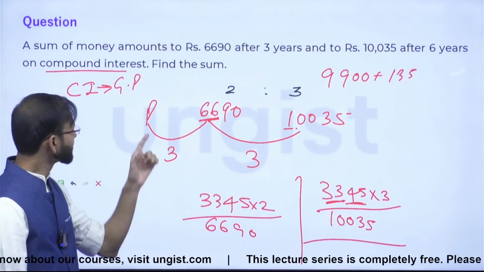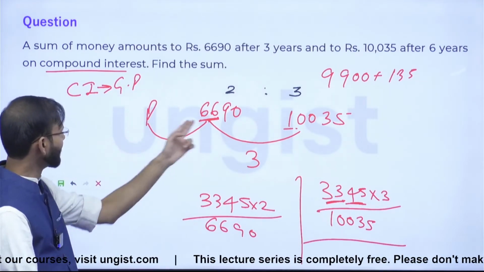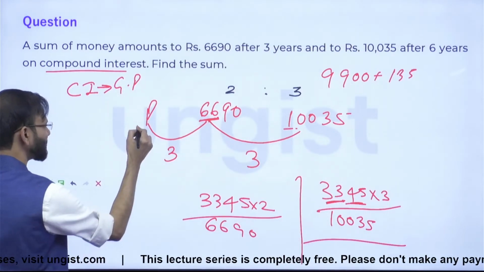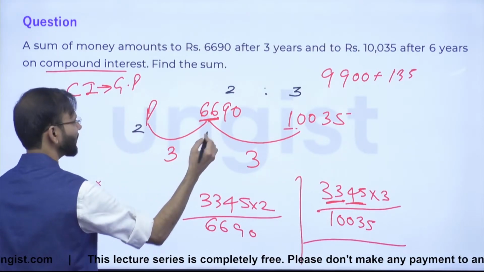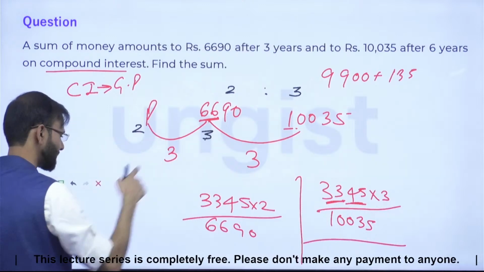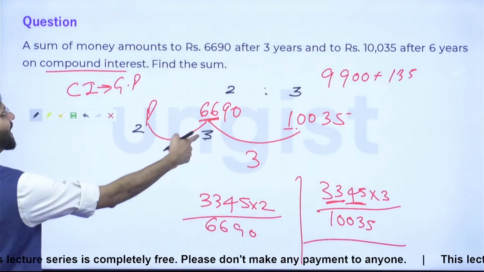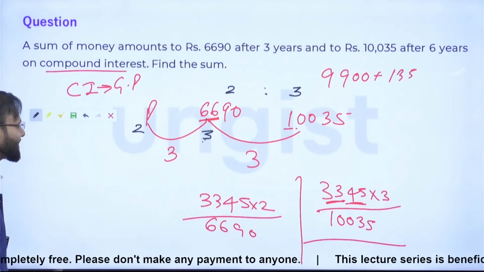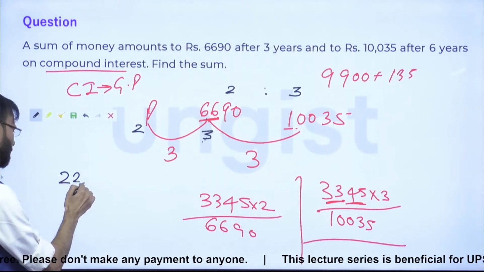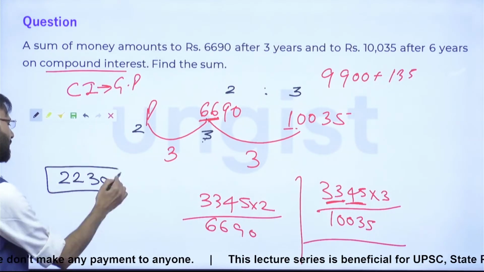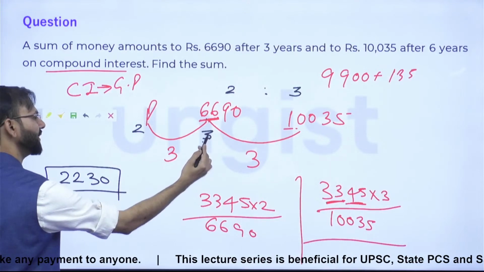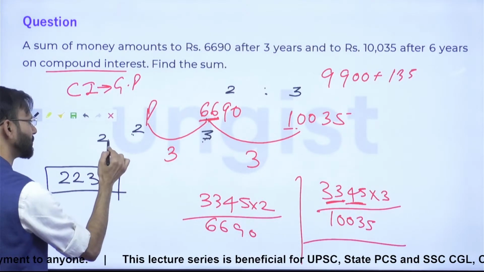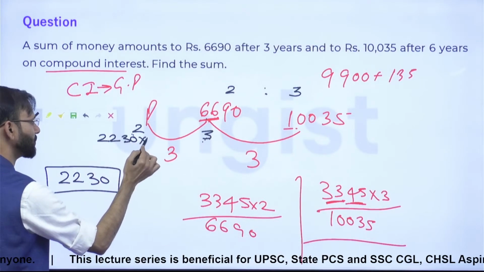Right? So the same ratio will be maintained here also. So it should be 2:3. Whose thrice is this, guys? Tell me. Tell me the value, whose thrice is this written? Principle. Very good, 2230. So if this is 2230 into 3, this must be 2230 into 2.